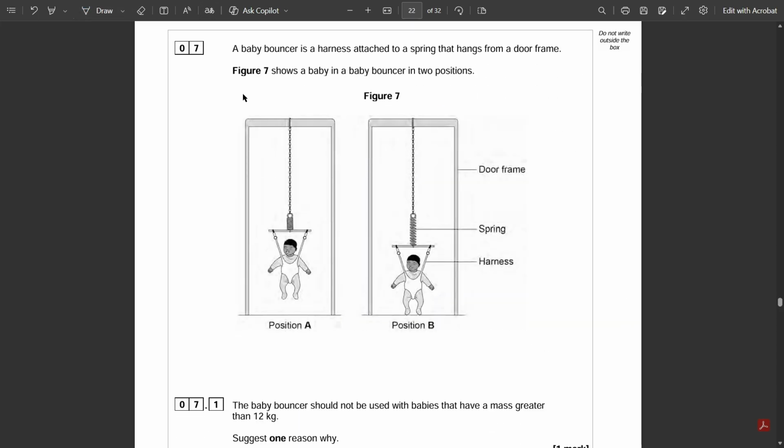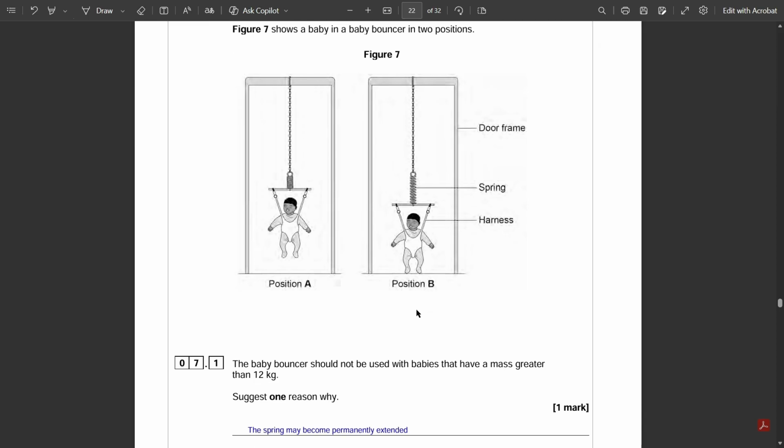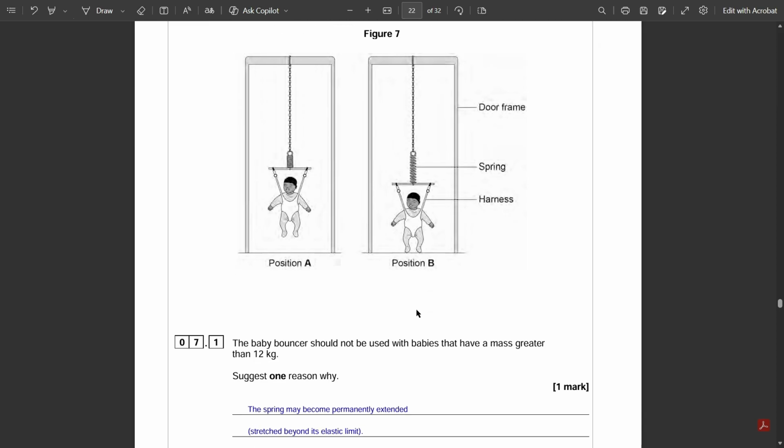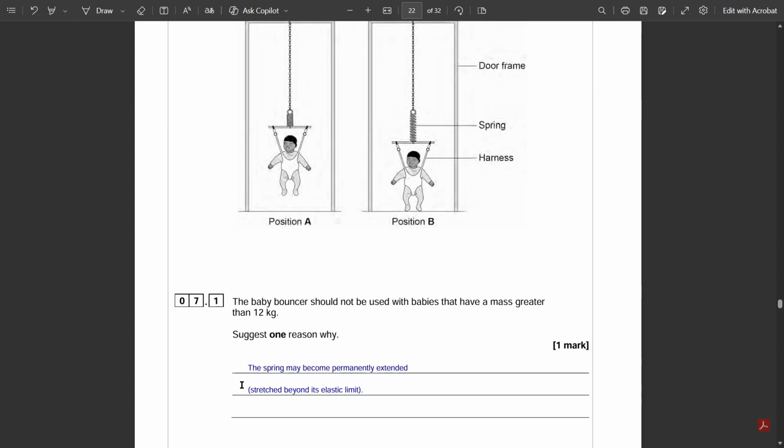Then moving on to question 7. A baby bouncer is a harness attached to a spring that hangs from a door frame. Figure 7 shows a baby in a baby bouncer in 2 positions. Position A off the ground and position B on the ground. The baby bouncer should not be used with babies that have a mass greater than 12 kilograms, and I'll suggest one reason why. Well, that's because the spring may become permanently extended or stretched beyond its elastic limit.